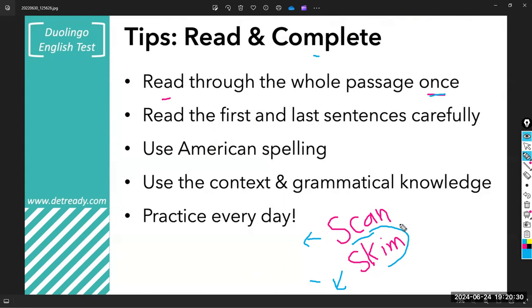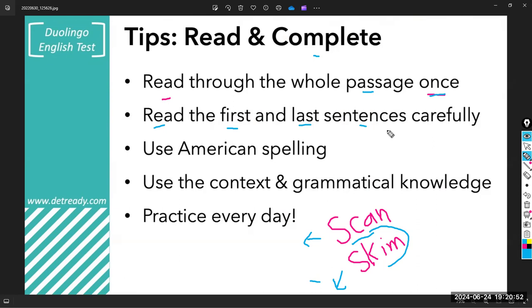Okay, so you have to scan, you have to read fast, at least to get the topic or the main idea the text is talking about. So read the first and the last sentences carefully. Do you know why, Malak? Why should I read the first and the last sentences carefully?